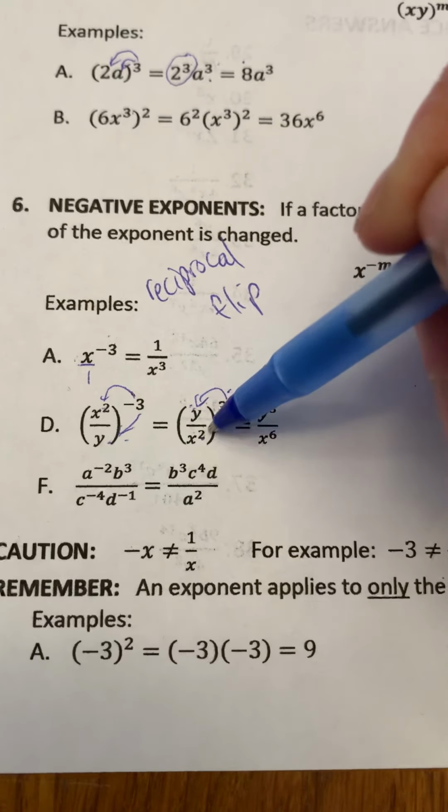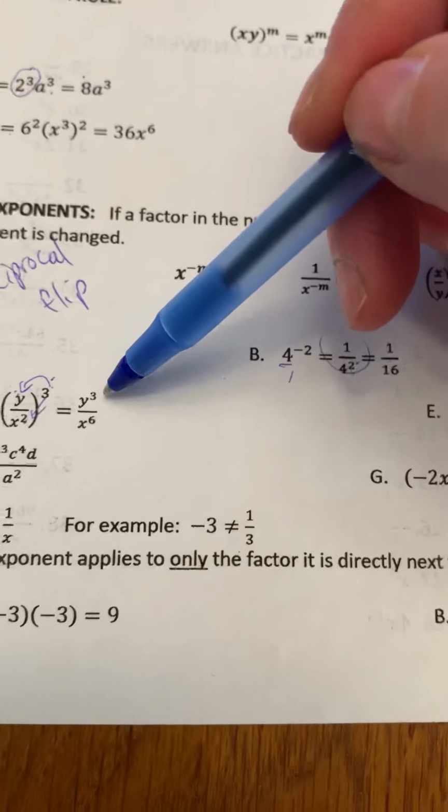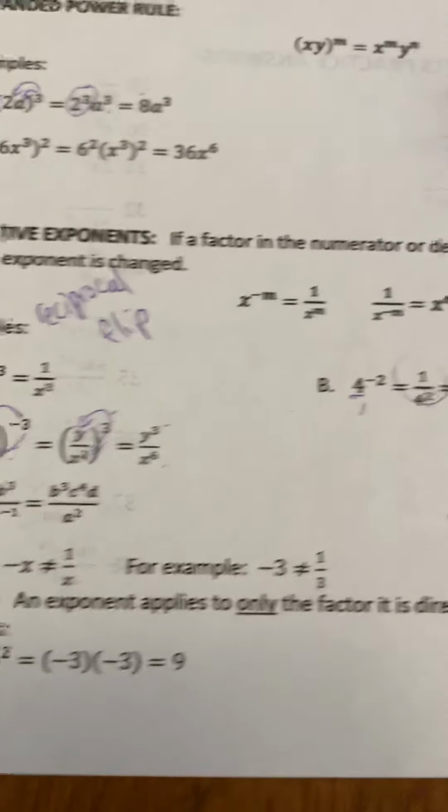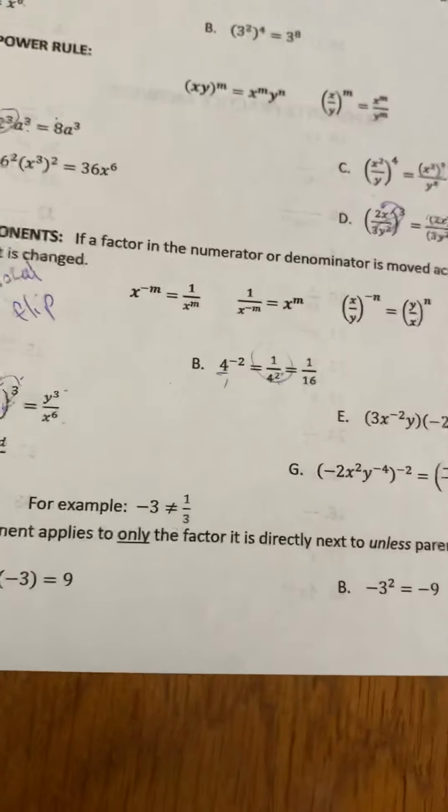Okay, this goes to here and it goes to here. So we end up with y cubed over x to the power of 6. Okay, and then now where are we?